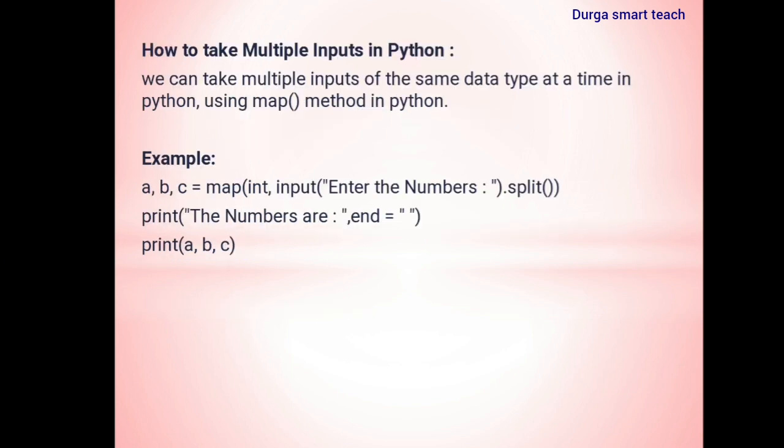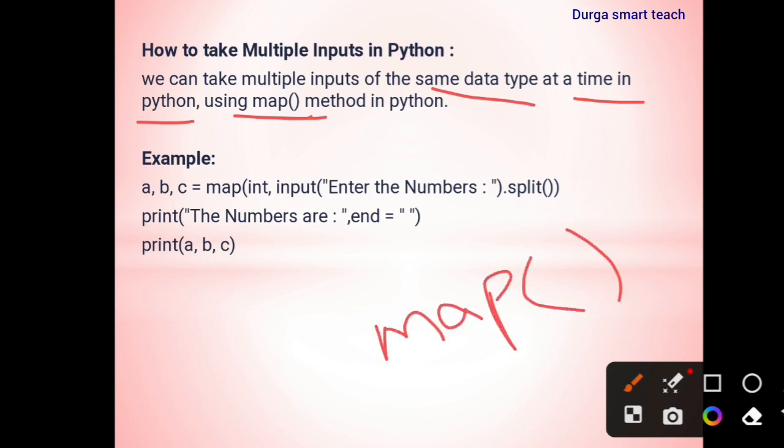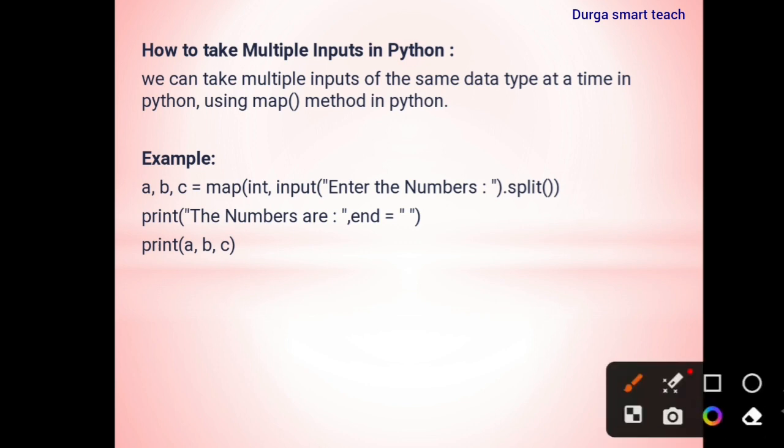If you want to take multiple inputs of the same data type at a time in Python, you need to use the map function to take more than one input at the same time. Here I want to read three inputs, for A, for B, for C. So for that purpose you need to take A comma B comma C.